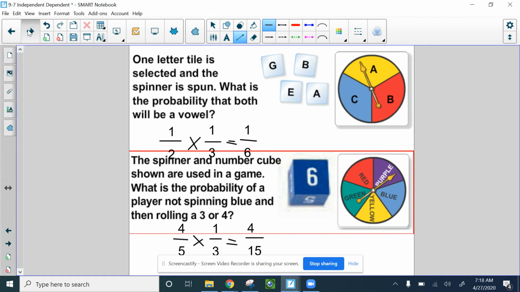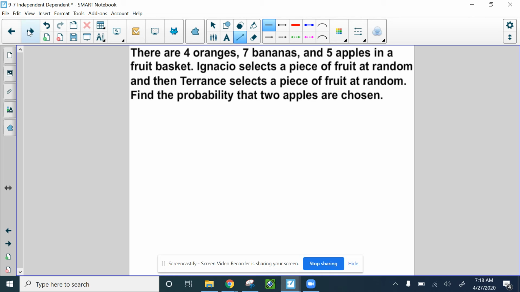Okay, this one I'm going to have you guys solve. So if we look through this, there are 4 oranges, 7 bananas, and 5 apples in a fruit basket. Ignacio selects a piece of fruit at random, and then Terrence selects a piece of fruit at random. Even though the problem doesn't specify it, they do not put the fruit back. It says Ignacio takes his fruit, so then the probability is changed. So this is a dependent event. When Terrence goes to select his fruit, Ignacio's fruit is no longer part of it. So find the probability that they both randomly got an apple. So set up that probability. Again, you might want to grab a sheet of paper if you need to, and go ahead and calculate that probability.